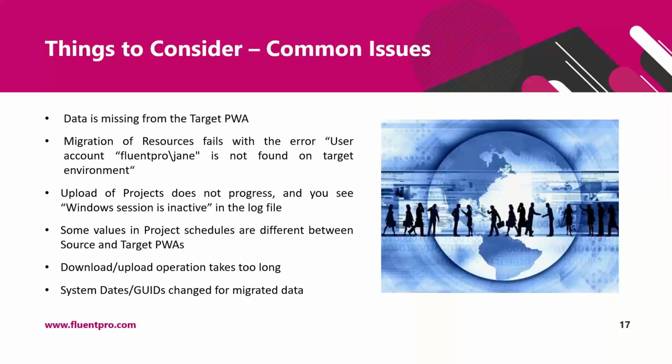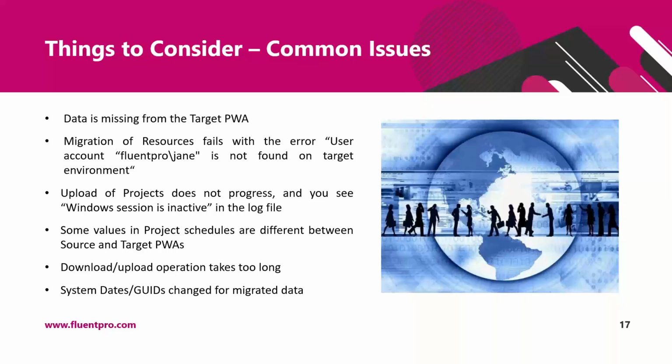Another case when you might see differences in project schedules is if users keep modifying projects in the source PWA during the migration. In this case, it will be just a difference between the downloaded set of data and the original project in the source PWA. This is not critical during test migration and initial production migration, but during Delta migration, you would want to freeze your source PWA in order to avoid such modifications.